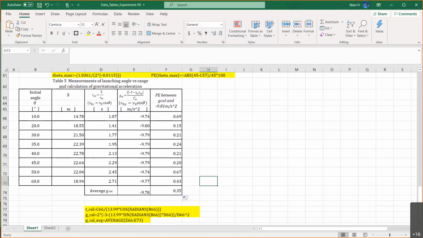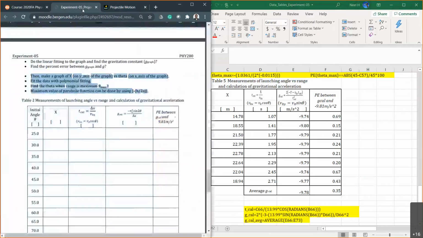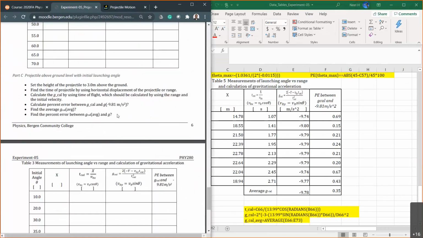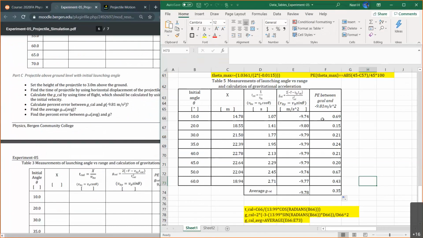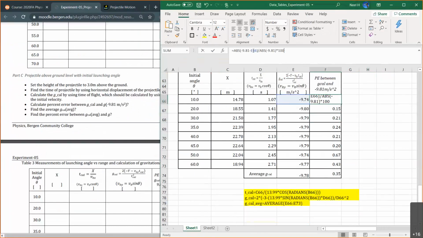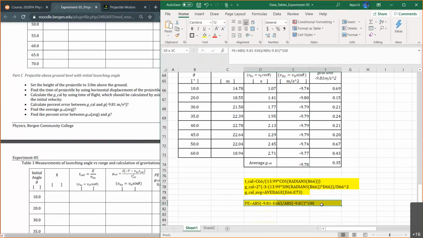Okay, does anybody have any question? Professor, I'm getting a weird percentage error. Then you have to check the function. Then you have something wrong in the function. Your G values are fine. Calculated G values are okay. If those are fine, then check this function, okay?